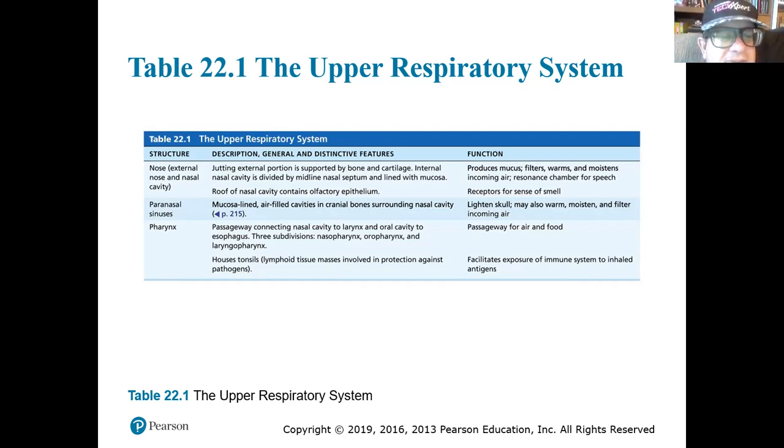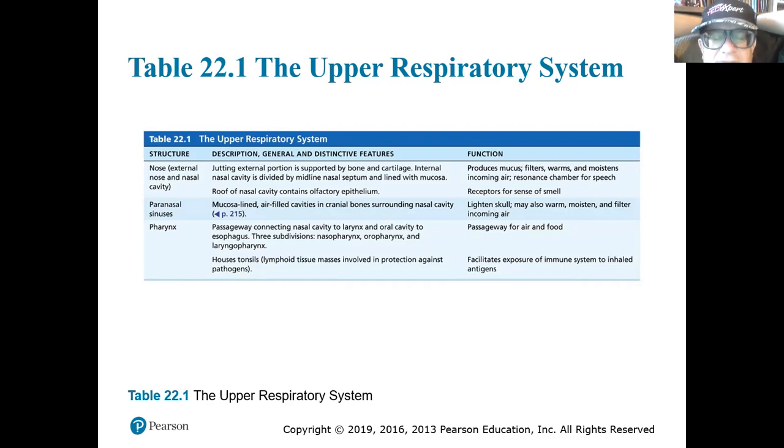paranasal sinuses, para means next to, and we already said that they lighten the skull. In some animals that's super important, us not as much, but they might also warm and moisten and filter the incoming air, just like we were talking about. The pharynx, connecting the nasal cavity to the larynx, has three divisions: nasopharynx, oropharynx, laryngopharynx. Again, you've heard that. This is also where the tonsils are. I did not mention that. So we'll talk about tonsils.